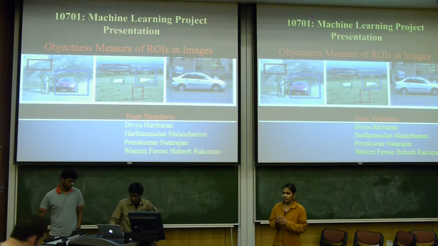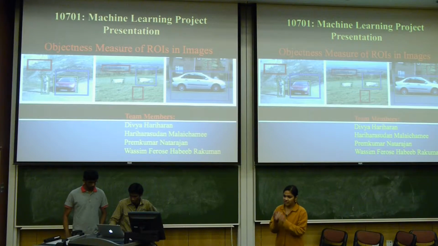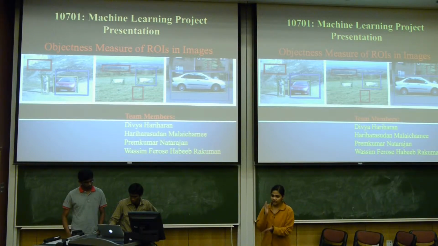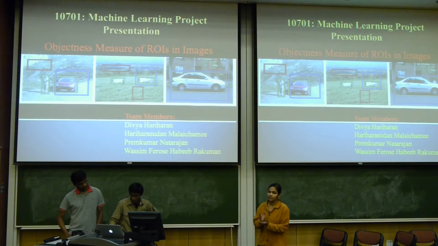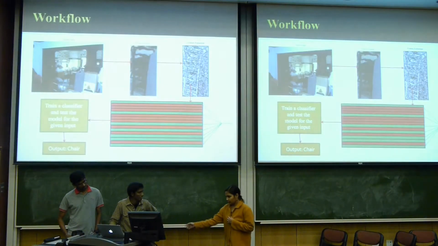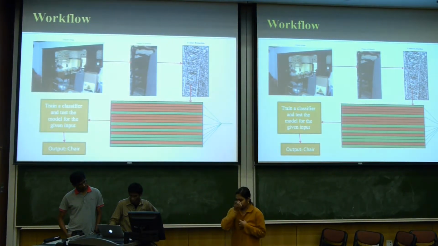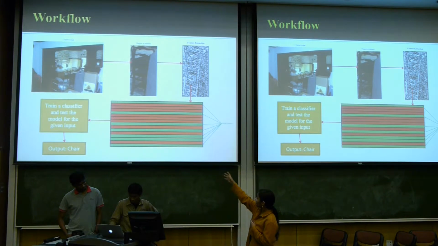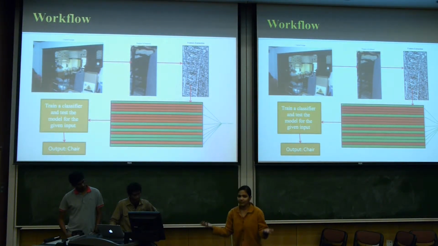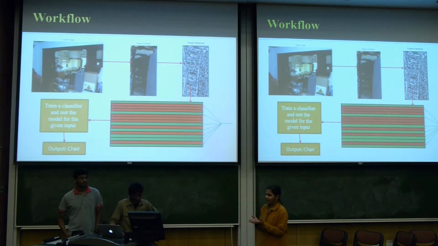The project is about this: given an image and a region of interest in the image, we want to give it a score as to how likely it is to represent a particular object. This is the workflow of the entire algorithm. We have the original image and the region of interest, extract some features, and the usual method is to use some classifier and train it. The part where our novel contribution comes in is in the selection of features.